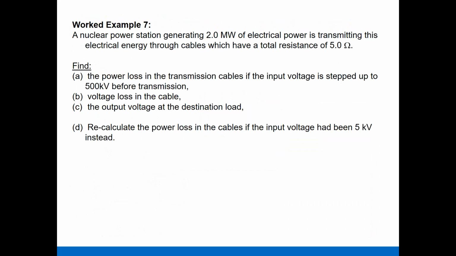So example number 7. Let's look at number 7. A nuclear power plant is generating power of 2.0 megawatts. Mega means million. Electrical power, transmitting this through cables with a resistance of 5 ohms. Find, part A, the power loss in the transmission cable if the input voltage is stepped up to 500 kilovolts before transmission. B, the loss in voltage in the cable. C, the output voltage at the destination load. And D, recalculate the power loss if the input voltage had only been 5 kilovolts instead. Let's do it step by step.